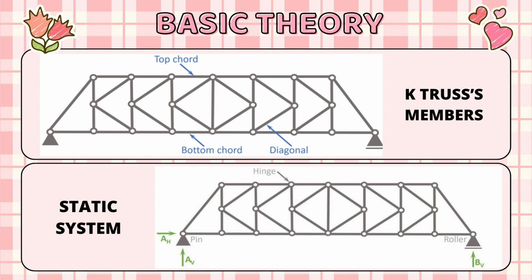Next, we will go to K-truss with fixed connection. The K-truss with fixed connection has differences to the hinge connection. There are three differences. First, bending moments in the connections. Second, more rigidity, meaning more robustness. Third, smaller vertical deflection.